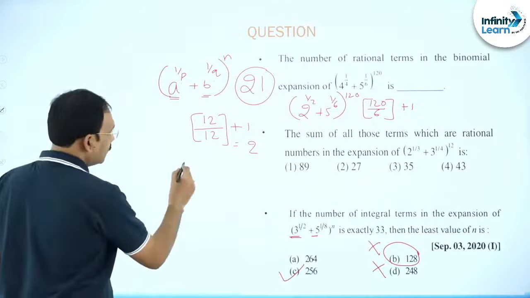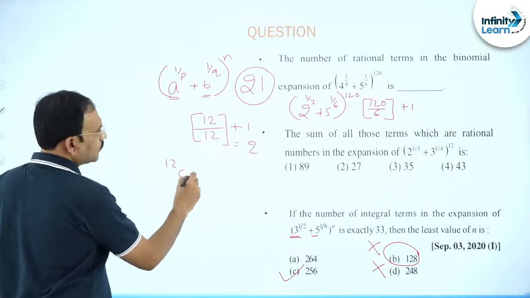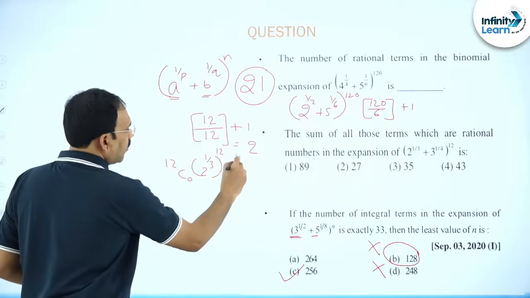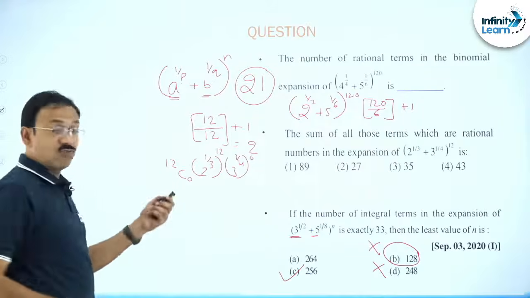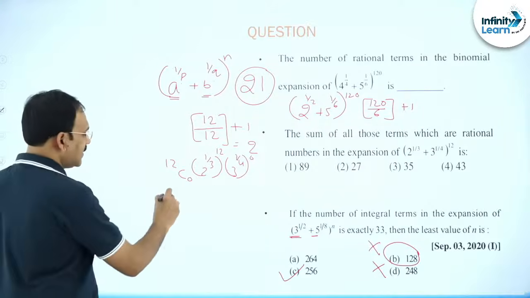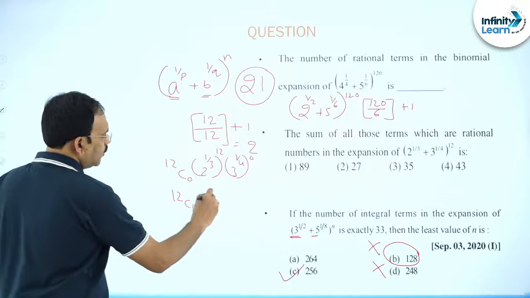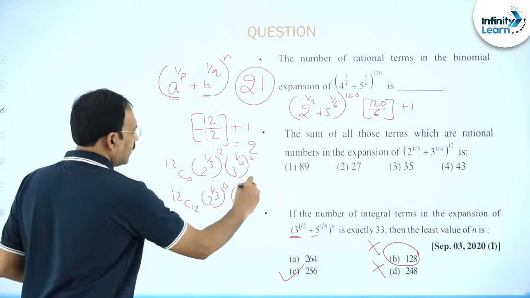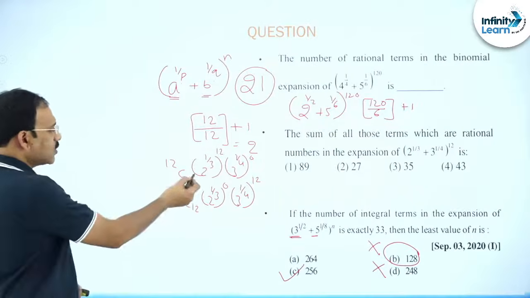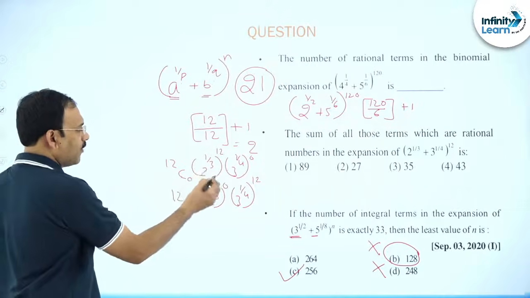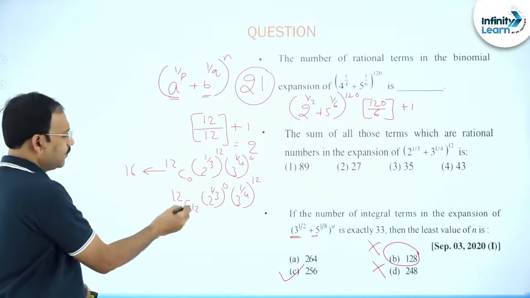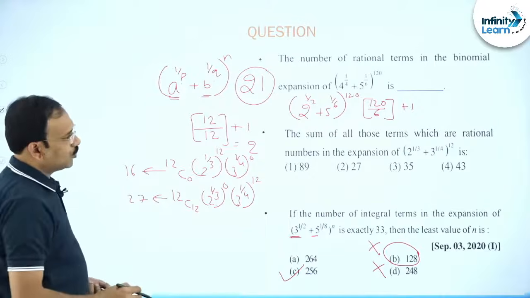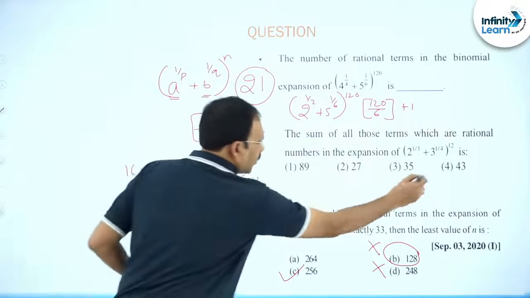One term is 12C0, 2 power 1 by 3 power 12, into 3 power 1 by 4 power 0. And in the same way, 12C12, 2 power 1 by 3 power 0, into 3 power 1 by 4 power 12. You just find these two. This is 1, this is 1, 2 power 4 which is 16. This is 1, this is 1, this is 3 cube, 27. So you are going to get the answer as 43.